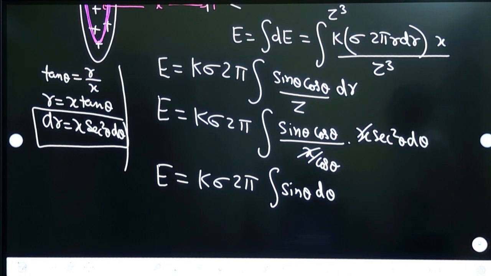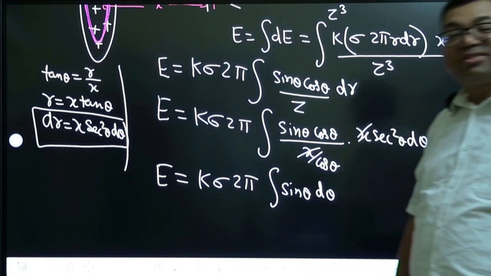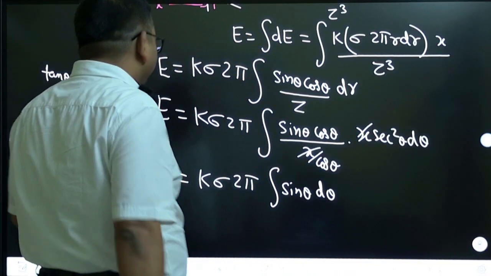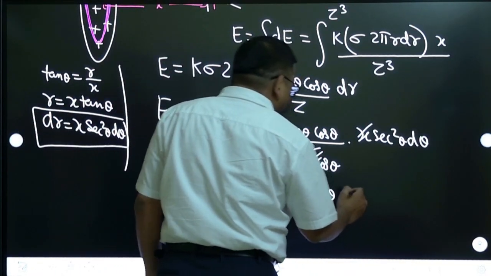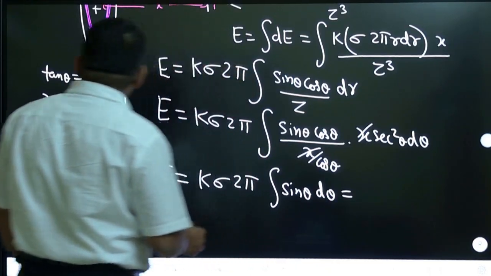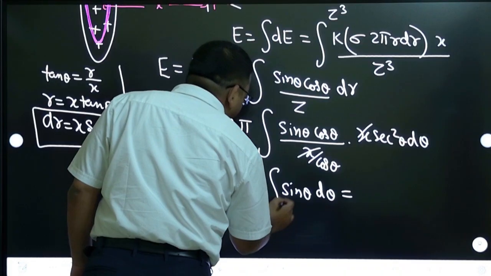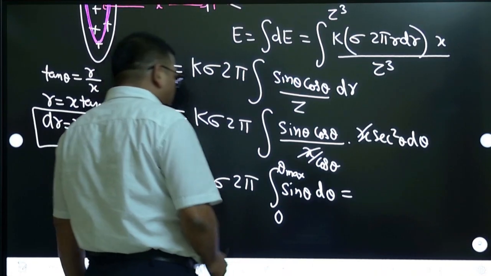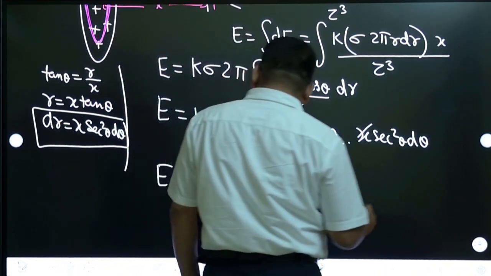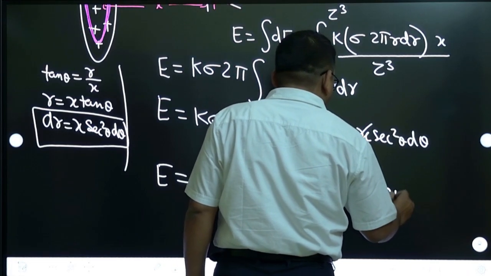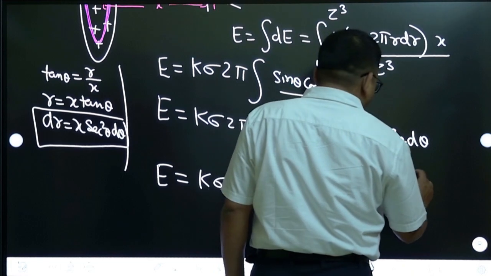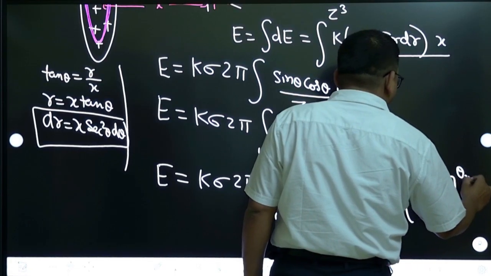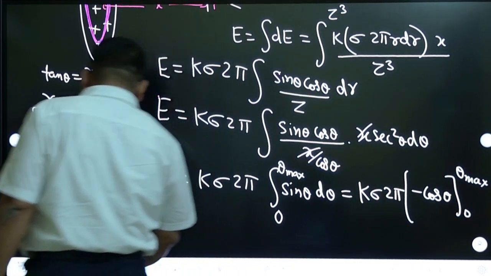Only sin theta integration you have to do now. This you remember, this you have to do, particularly in board exam they can ask. Okay, so now you do that, and we have to go from where to where? Theta, minimum value theta is 0, maximum value will be there, that we will calculate. Okay, so now substitute this, and sine integration is minus cos, so k sigma 2 pi, sine is minus cos theta, 0 to maximum theta. So let us do this calculation.